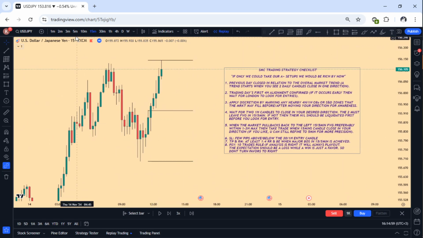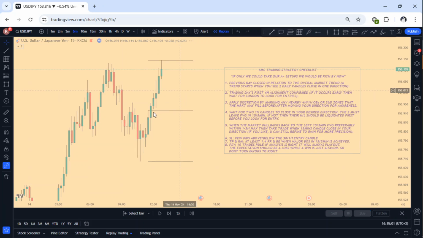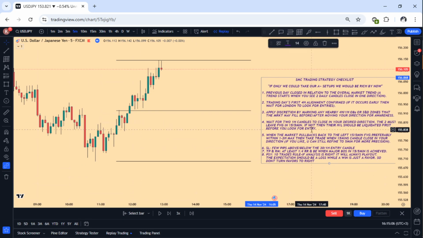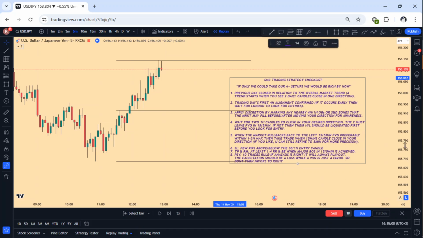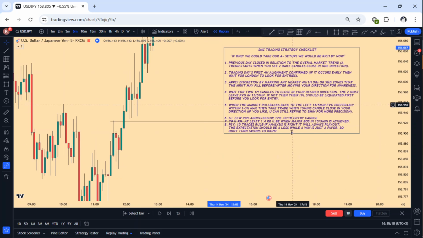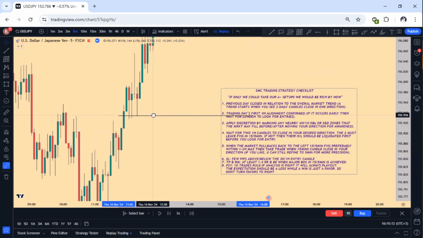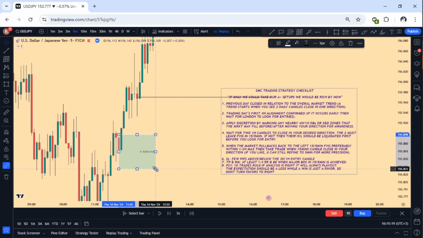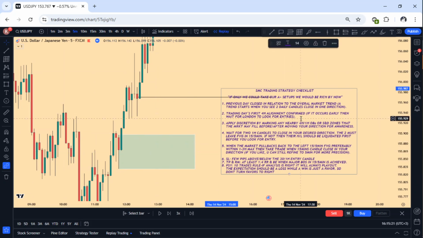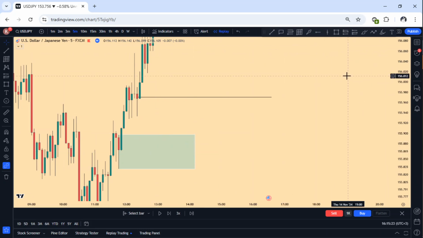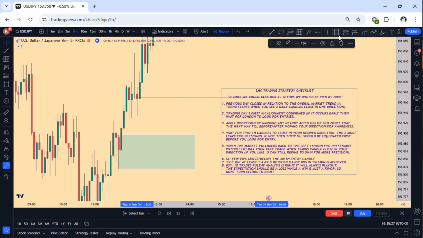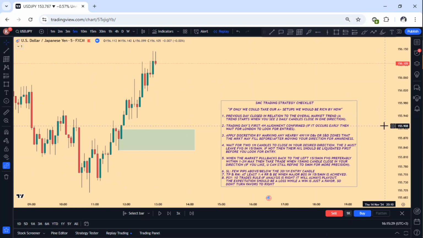So since there's no clear fair value gap on this one, it is very small, and as you can see, this one is already mitigated. This fair value gap here is already mitigated, so the only one that doesn't look mitigated is this zone. So you can wait for a reaction there, or just relax and see what happens.